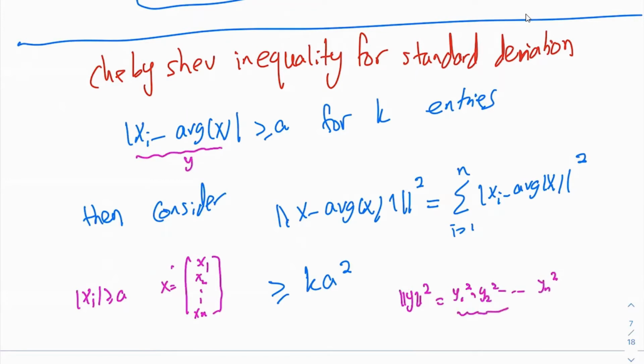Now k of these terms, let's take the first k. It doesn't matter, it's symmetric. We are squaring all the terms and adding them. Let's take the first k terms to be at least a. So we get ka squared. And then the other terms are non-negative. In the worst case scenario, they can be 0, but they are non-negative. So this result is going to be greater than or equal to ka squared.